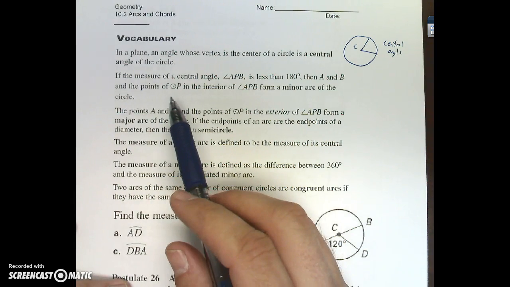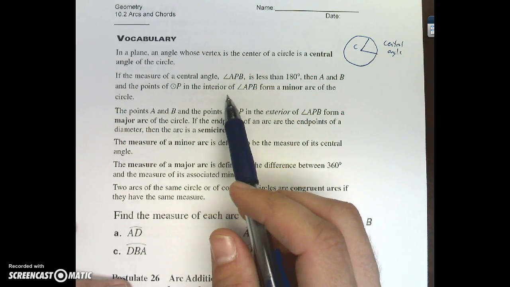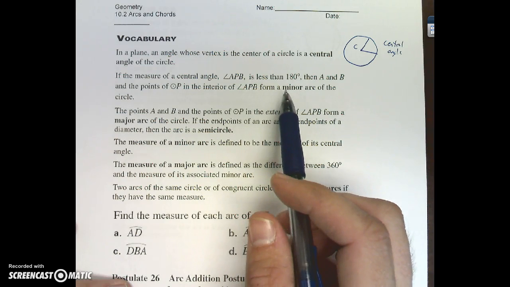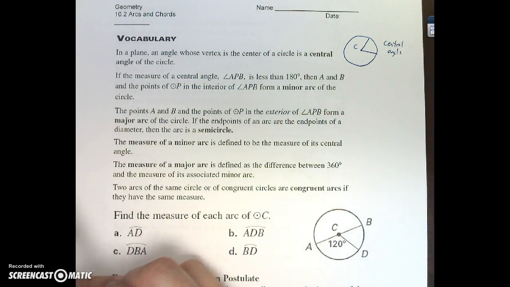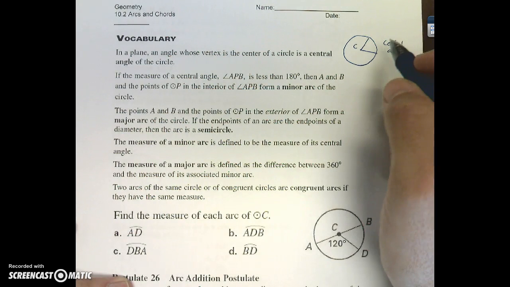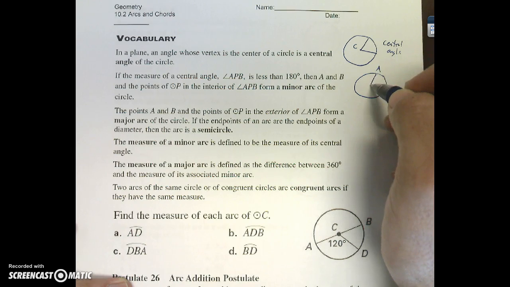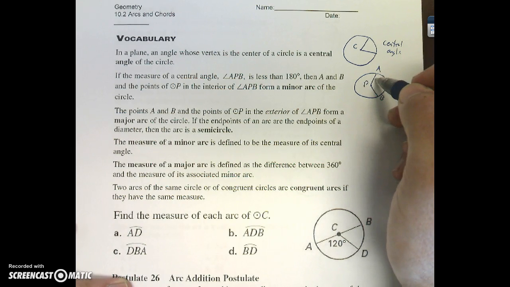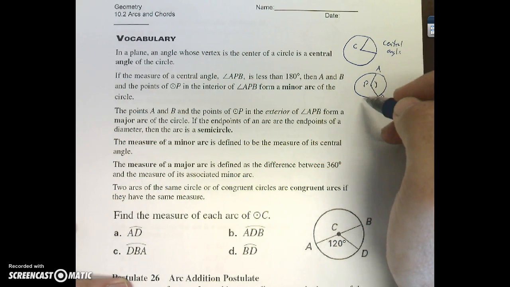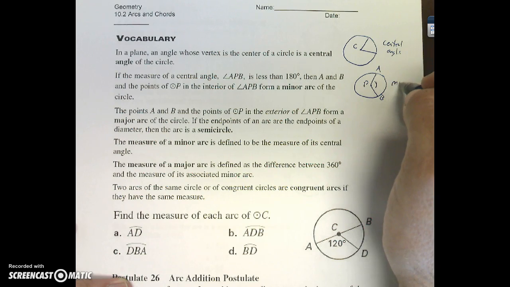If the measure of a central angle, angle APB, is less than 180 degrees, then A and B and the points of circle P in the interior of angle APB form a minor arc of the circle. So here's an example. I'll draw another one for you. APB. Here's A, here's P, here's B. If this is less than 180, meaning less than a straight line, this would be known as a minor arc.